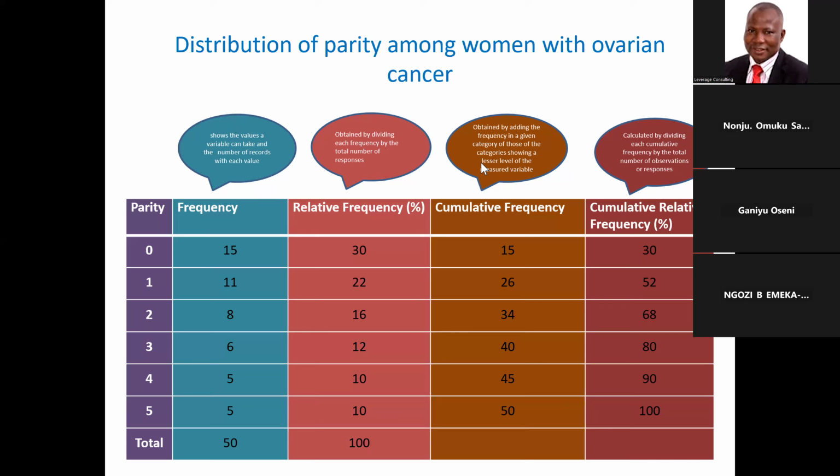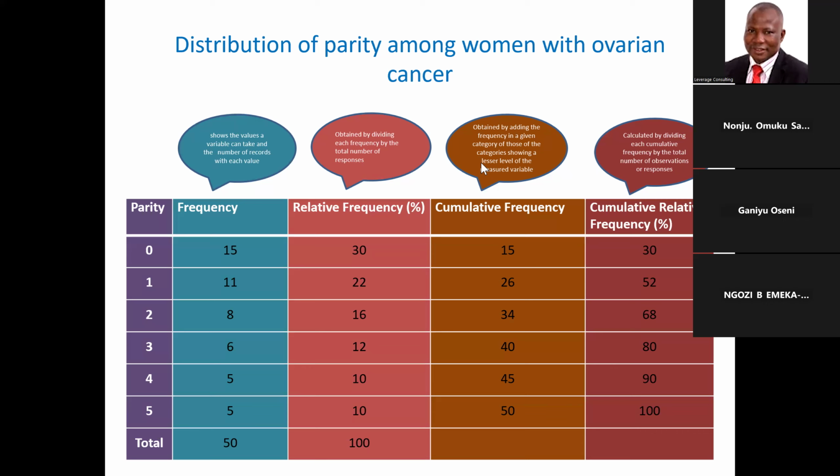When you come to para 3, you have that 6 added to the last one, which is 34, to give you 40. When you come to para 4, you had the 5 added to the last one, which is 40, to give you 45. When you now look at the last value, which is para 5, the frequency is 5, you add it to the 45 to give you 50. And you see, at that last, that is the total sample size. So you are going up, you are adding the initial total with the current one. That's what we call cumulative frequency.